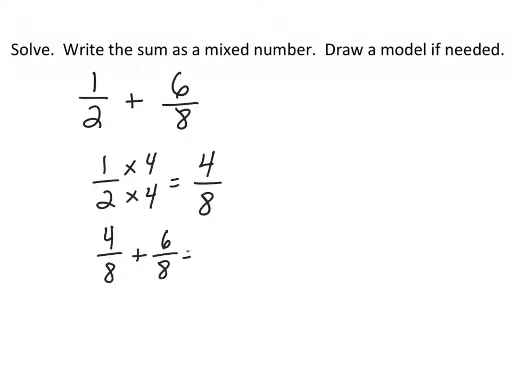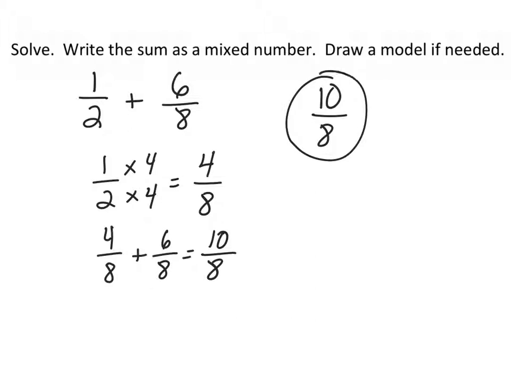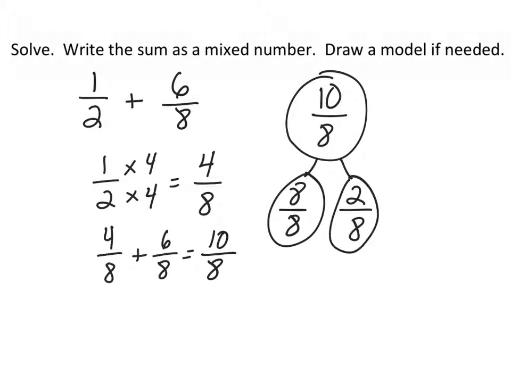And now we get 10/8. But because 10/8 is an improper fraction, or a fraction greater than 1, we now have to split up 10/8, okay, using that number bond method. Take a whole out of that. When we take a whole, it becomes 8/8, and we're left with 2/8. Now putting that back together, we have 1 whole and 2/8.